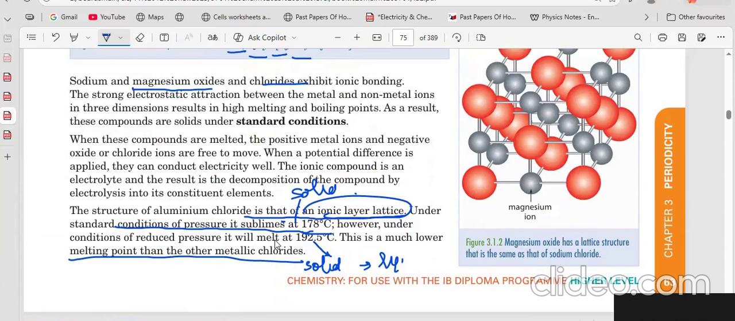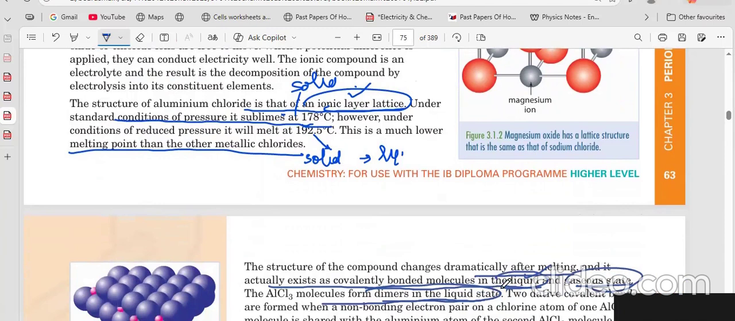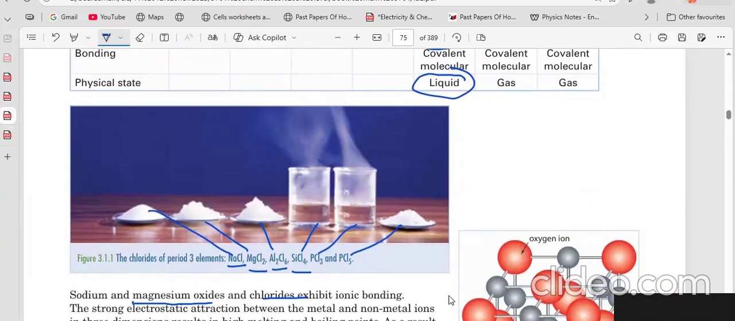AlCl3 exists in all the ways possible. So just see what happens: in the solid, an ionic lattice; in the liquid, a dimer; and in the gas, simple AlCl3 molecules. Similarly, here we have this in the solid state, a lattice, and then SiCl4 and PCl3. See, PCl3 is a liquid and PCl5 is a solid.